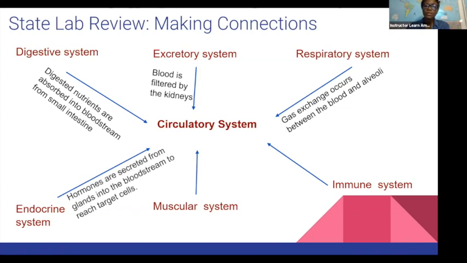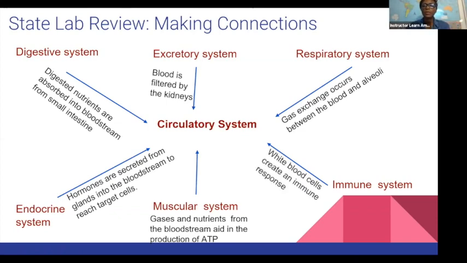In the endocrine system, we see that the hormones transfer from the glands by way of the blood to get to their target tissue. In the muscular system, gases and nutrients from the bloodstream are going to aid in the production of energy molecules such as ATP. And we see our white blood cells create an immune response whenever we've been exposed to pathogens.